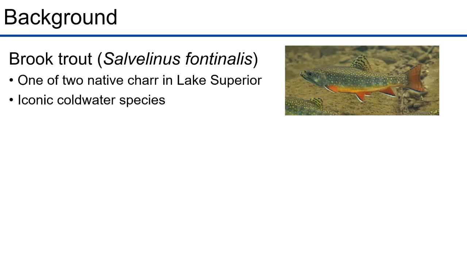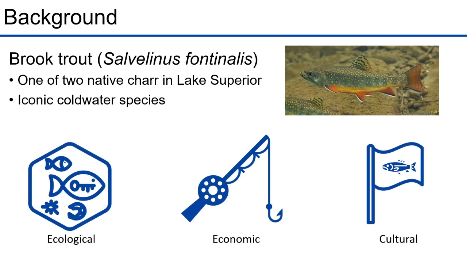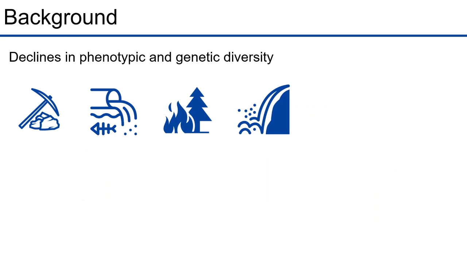So as we've already talked about today, brook trout are one of two native char in the Lake Superior Basin, and they're an iconic cold water species for their ecological, economic, and cultural value to the region. However, despite their innate value, we've observed declines in both phenotypic and genetic diversity in brook trout in the Lake Superior Basin over the last 100 years. And as Corey mentioned, a lot of this may be attributed to anthropogenic activities such as land use change, wildfire, mining. But in this study in particular, we're also interested in the influence of the presence of these large natural waterfall barriers present in many of the rivers tributary to the lake.